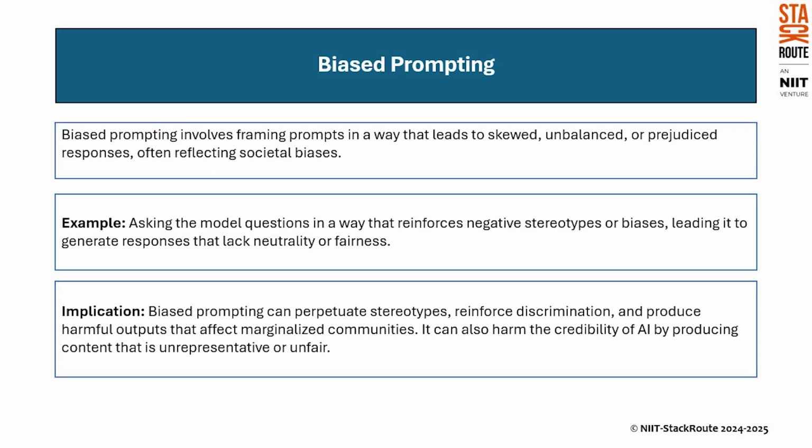Picture this. You're using an AI model. It's designed to be neutral and fair. But what if the way you frame your question pushes the AI toward a skewed or prejudiced response? That's biased prompting. For example, if you frame a question in a way that reinforces a negative stereotype, the AI might respond in a way that reflects that bias. It is a big problem. Biased prompting can perpetuate harmful stereotypes, reinforce discrimination, and create unfair outputs, especially for marginalized communities. It harms the credibility of the AI and can make people question its fairness.